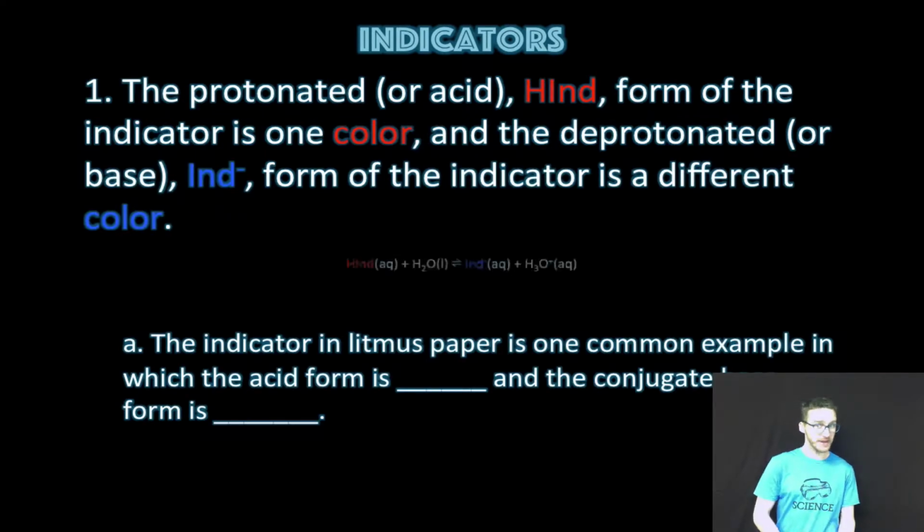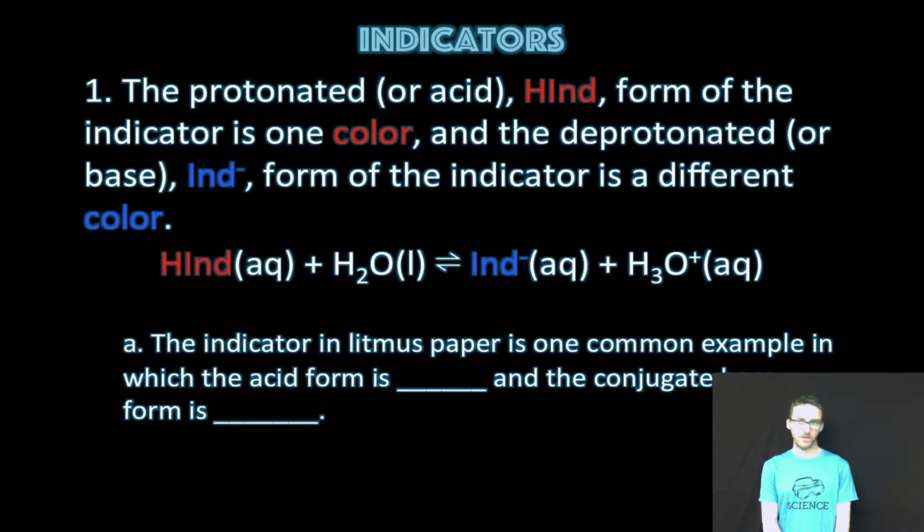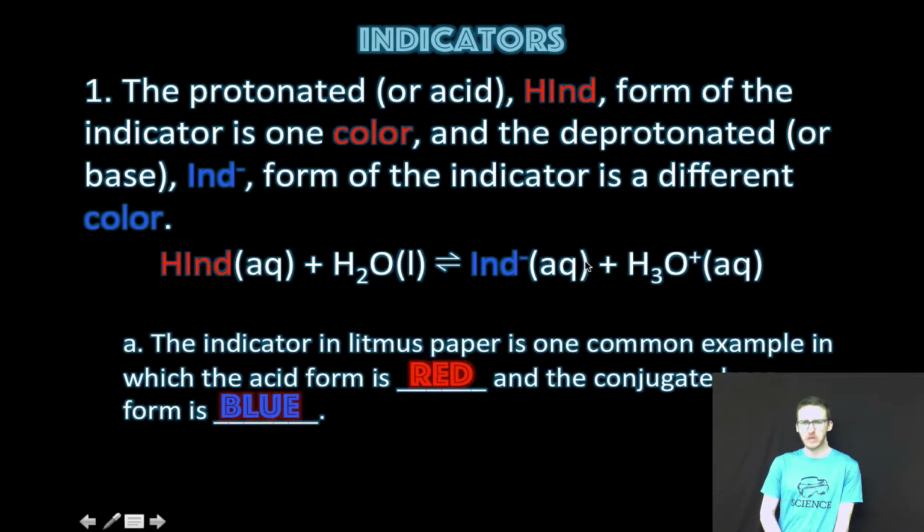Now, the protonated or acid form of our indicator is one color, and the deprotonated or base form of the indicator is a different one. I think the best way to understand what an indicator is is to think of 2 really common examples, one of which is litmus paper. Litmus paper in the acid form is red, and in its base form, it's blue.